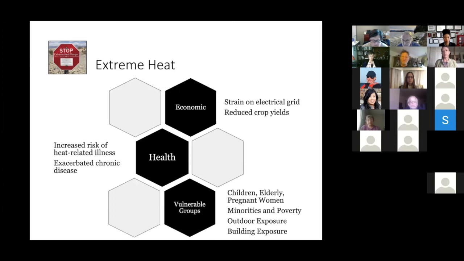In terms of the vulnerable groups, we saw a pretty similar array to what you would see in urban areas. So children, the elderly, and pregnant women have physiological reasons why they are at higher vulnerability to exposure to extreme heat. And then, just like Natasha was mentioning, the minority populations and populations experiencing poverty.